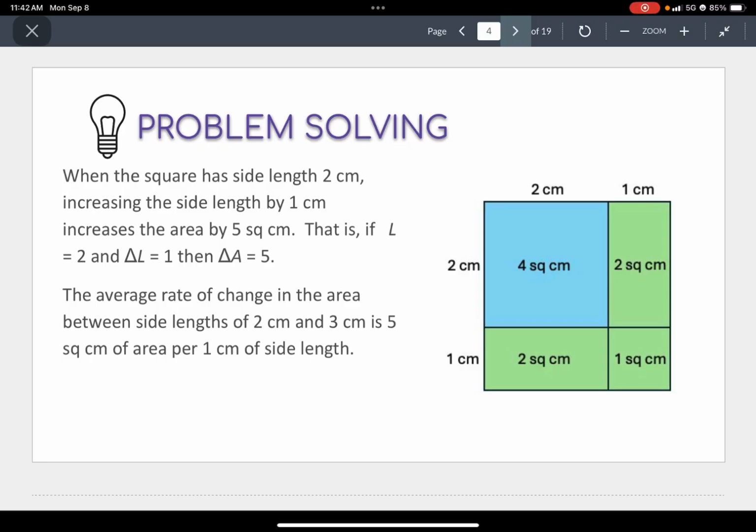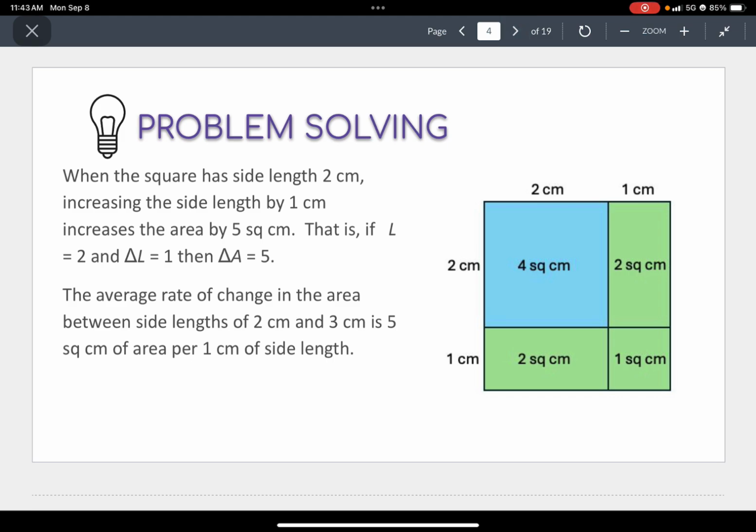Your solution should look similar to what we have on screen. We know that when the square has side length 2 centimeters, increasing the side length by 1 centimeter increased the area by 5 square centimeters. We can see that increase because the rectangle in the lower left had height 1 centimeter, width 2 centimeters. That gives us the 2 square centimeters.